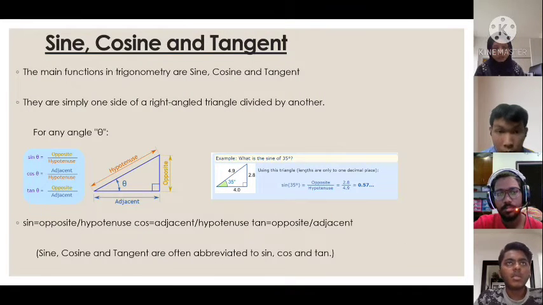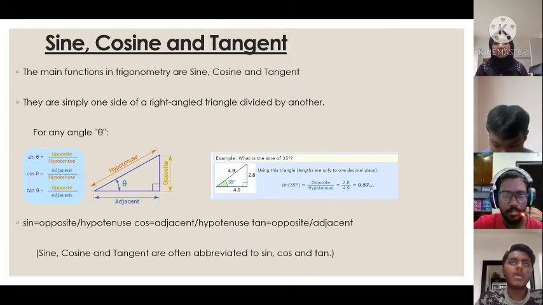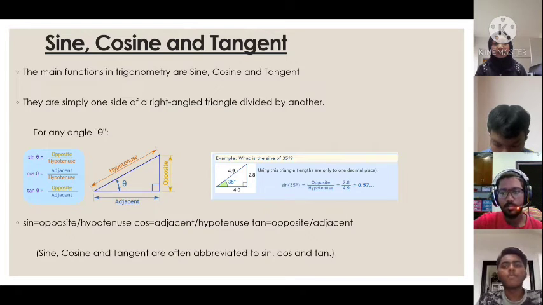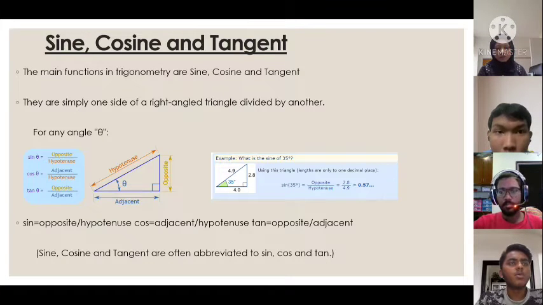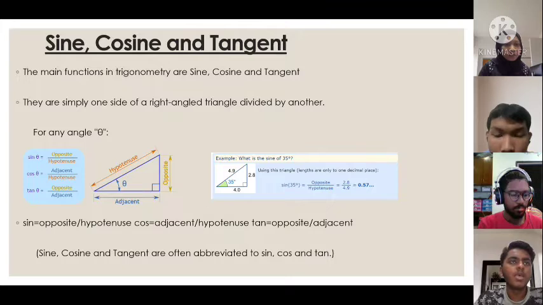The main functions in trigonometry are sine, cosine and tangent. As we all know, we call it SOH CAH TOA. They are simply one side of a right angle triangle divided by another. For any angle theta, sine theta equals opposite over hypotenuse, cos theta equals adjacent over hypotenuse, tan theta equals opposite over adjacent. To find each of these, we can use this method.